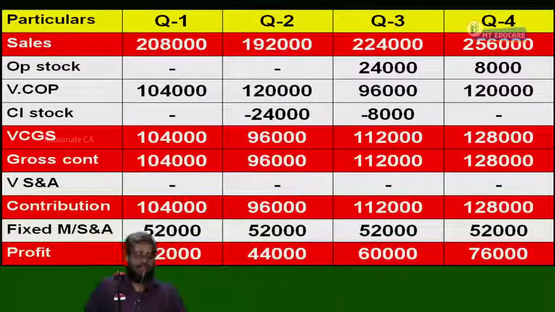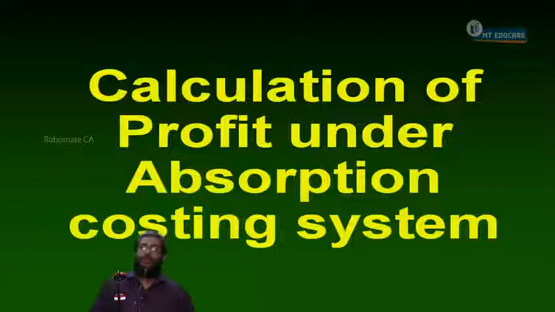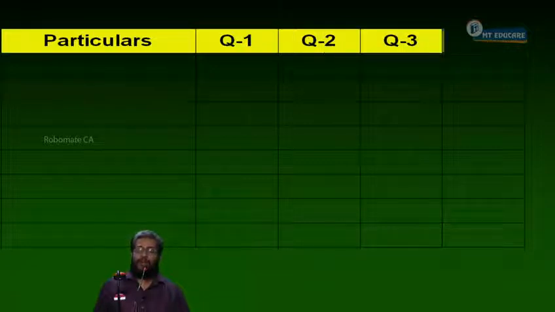Let's give the heading. Part 2. Profit calculation. Calculation of profit under absorption costing system. Have the following columns same. Particulars, quarter 1, 2, 3 and then 4.